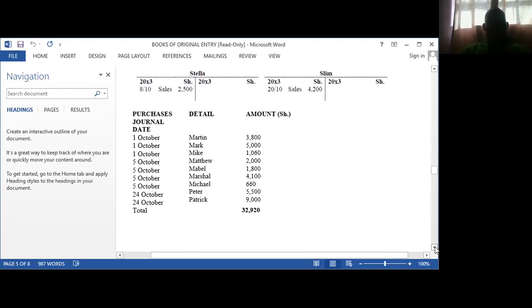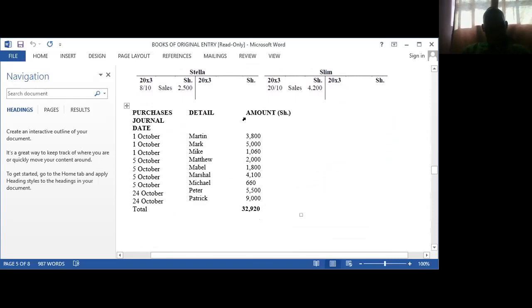When you go to the purchases journal, it is actually the same. You write the name of the person who sold goods to us on credit, you record them here, and then the amount, and then you total the amount to get the total credit purchases.